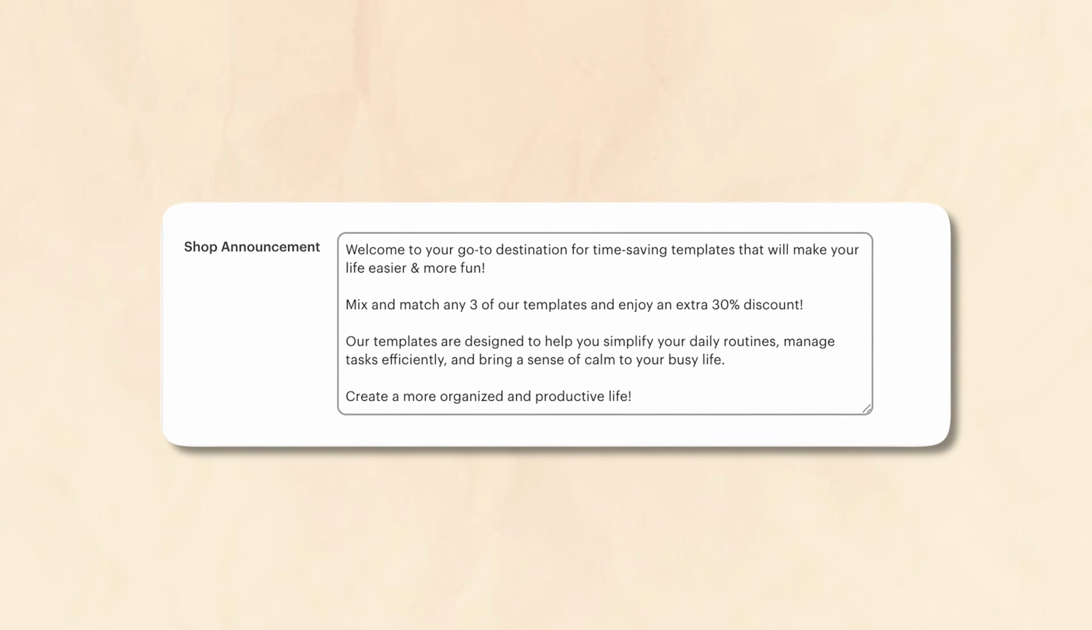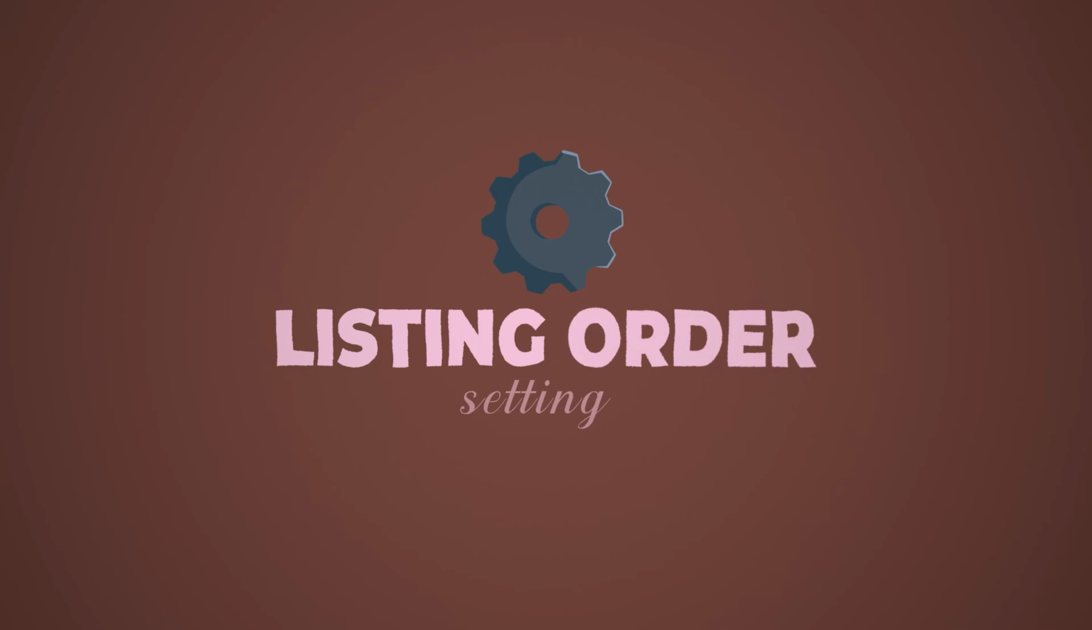Every single person who scrolls down this far in my shop sees a reason to buy, and I'm giving them a reason to buy more than just one product. This field is free, it's always there, and so many of your competitors are ignoring it, so do not be like them. All right, next up we have setting number 4, listing order.